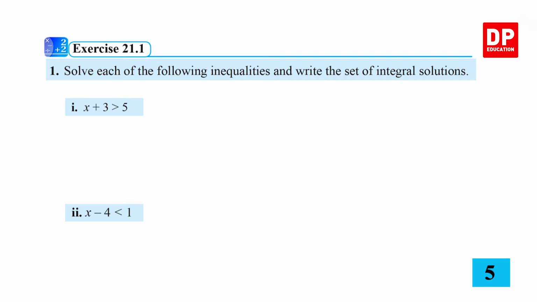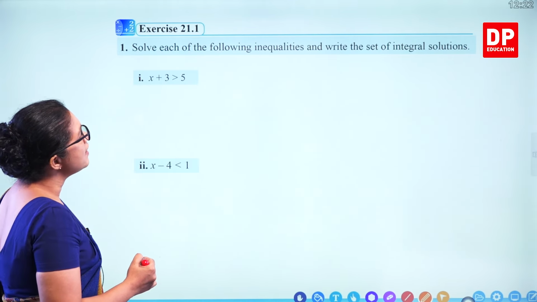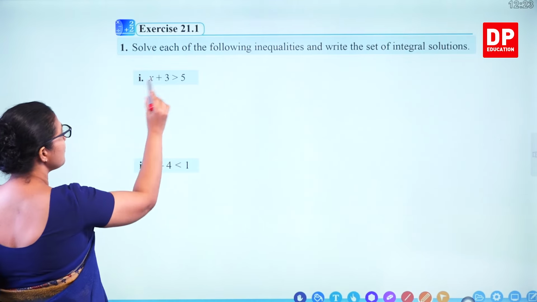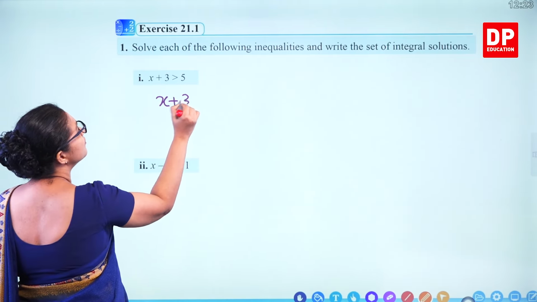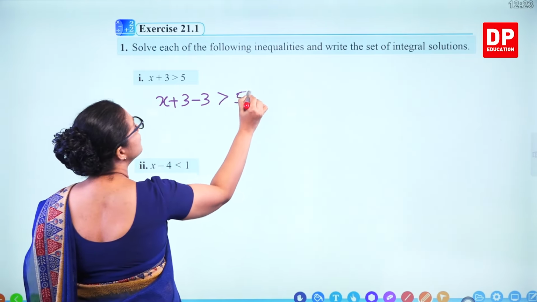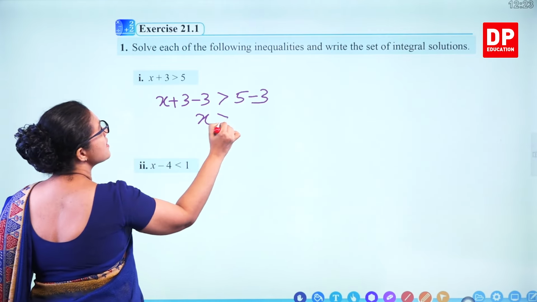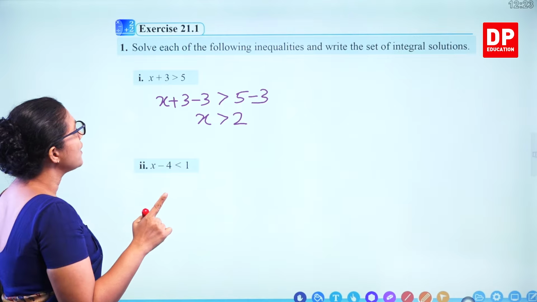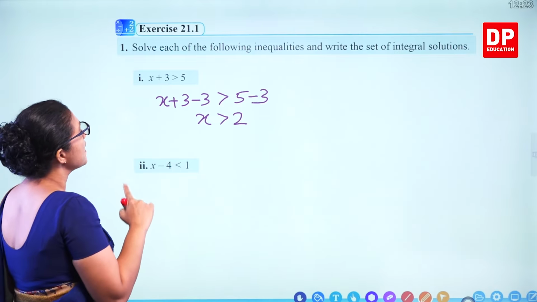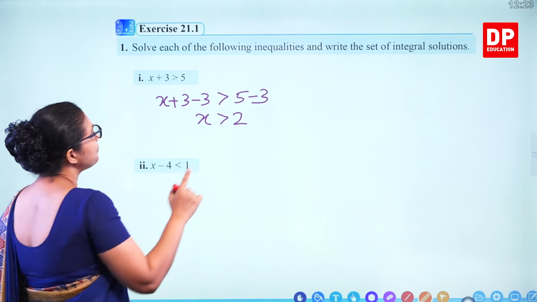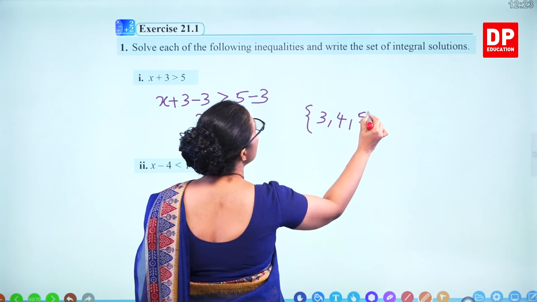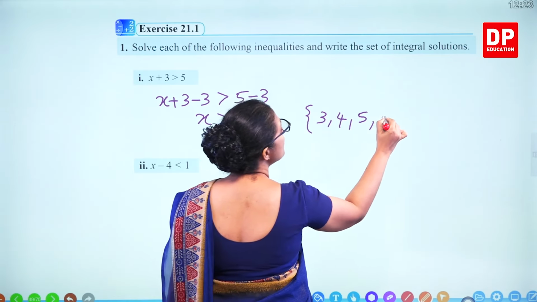Exercise 21.1. Solve each of the following inequalities and write the set of integral solutions. Integral solutions means only integers. Subtract 3 from both sides. X is greater than 5 minus 3. That's 2. So what are the possibilities? X greater than 2 means 3, 4, 5, like that. So you can put 3 dots.